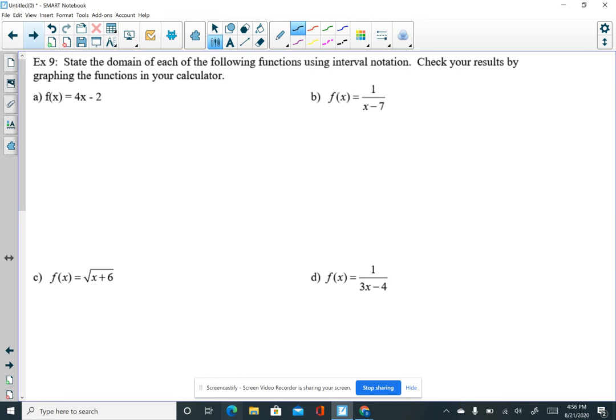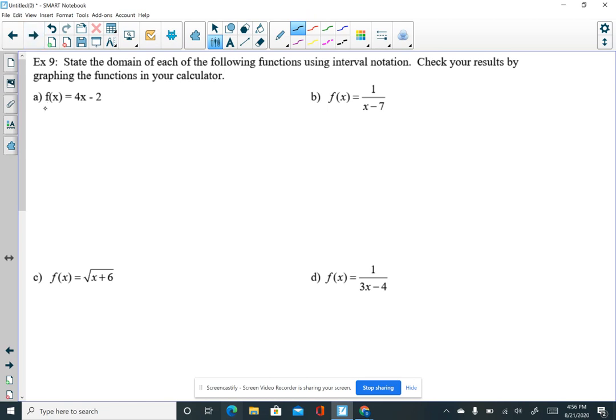So in example 9, it wants us to state the domain of the following functions using interval notation, and then you can check yourself, as I just kind of showed you in that last one. You can check yourself by graphing in your calculator and make sure that what you found by hand corresponds to what you see in the calculator.